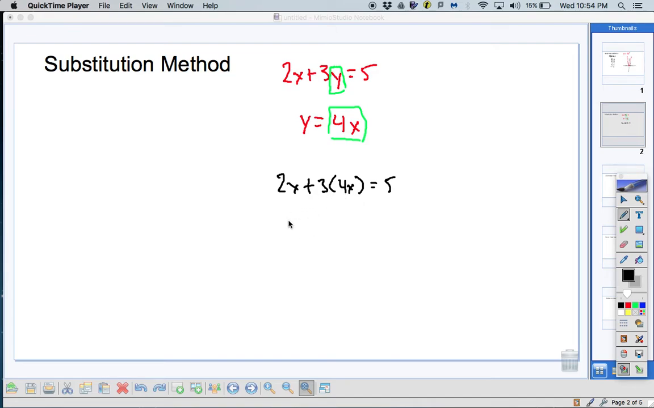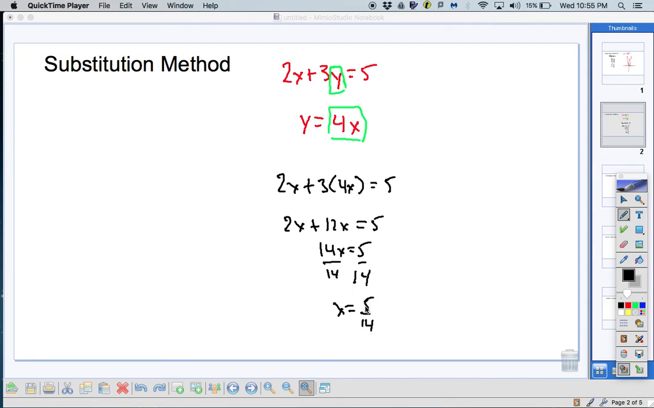So we're going to go ahead. We need to use the distributive property. Or I guess it's all times, so it's not even the distributive property. But we're going to do 3 times 4, which is 12. So I got 12x. And now I'm going to combine like terms. So I got 2x plus 12x is 14x. And apparently I made myself a hard problem, but we're going to divide both sides by 14. So x ends up being 5 over 14.